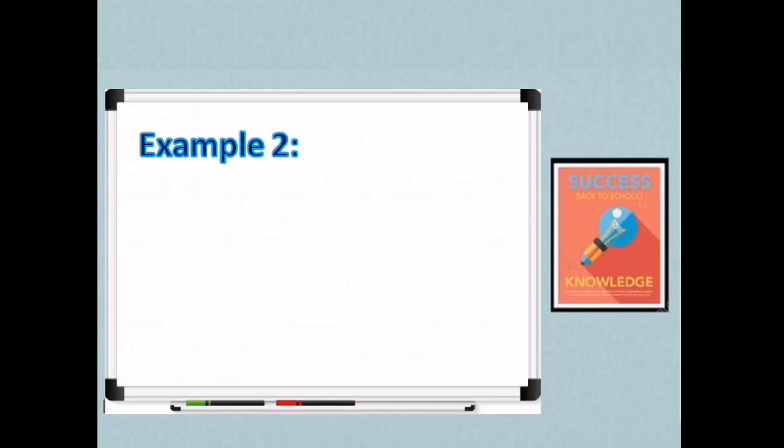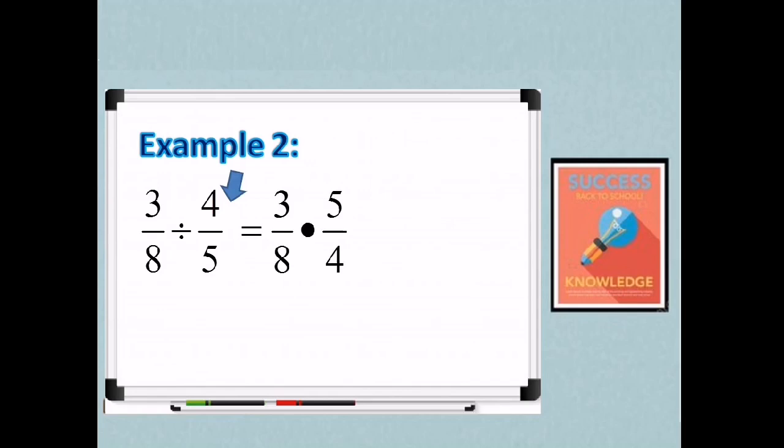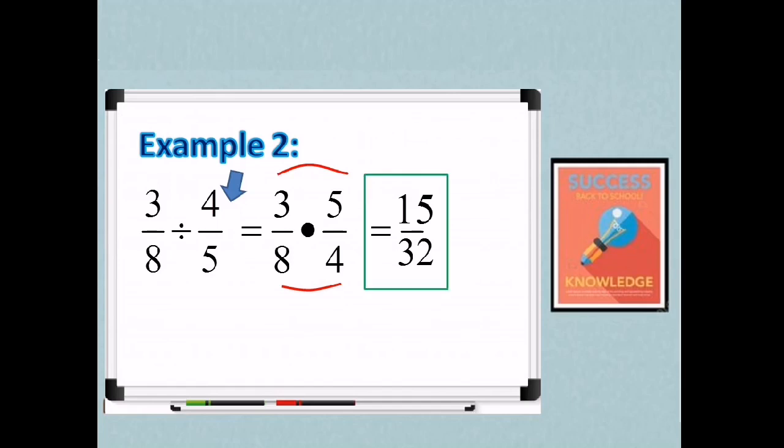So let's have another example. 3/8 divided by 4/5. So same rule, we just copy the first fraction, then times the reciprocal of 4/5, which is 5/4. Then, meron po ba tayong makakancel? So, there is none. Since reduced form na pareho yung ating fraction. So, we just multiply numerator and numerator. So, 3 times 5 is 15. Then, 8 times 4 is 32. So, 15 over 32, that will be our final answer.